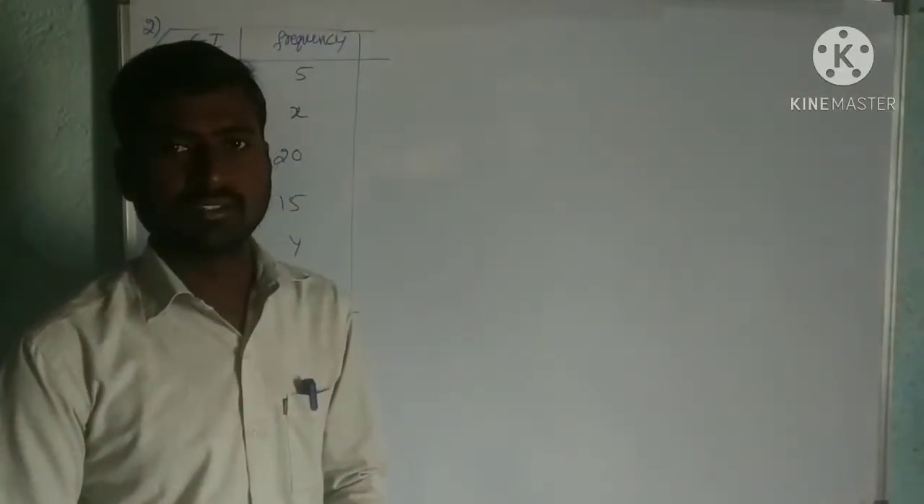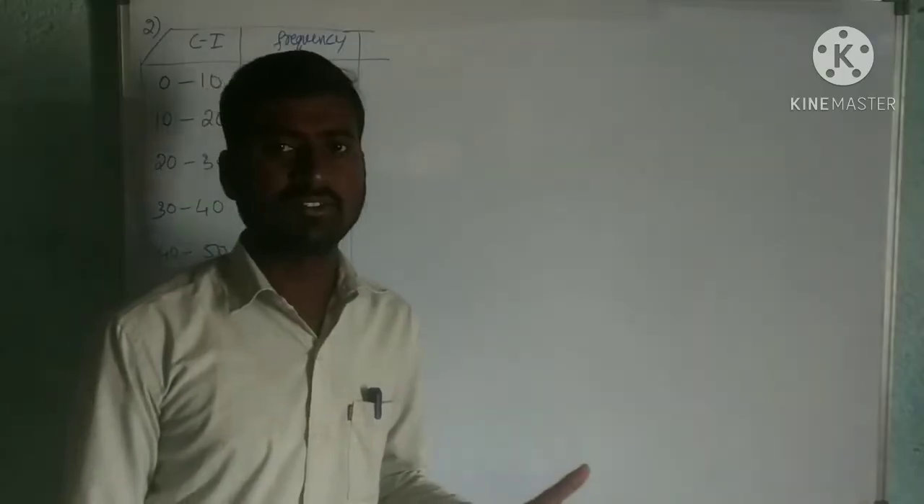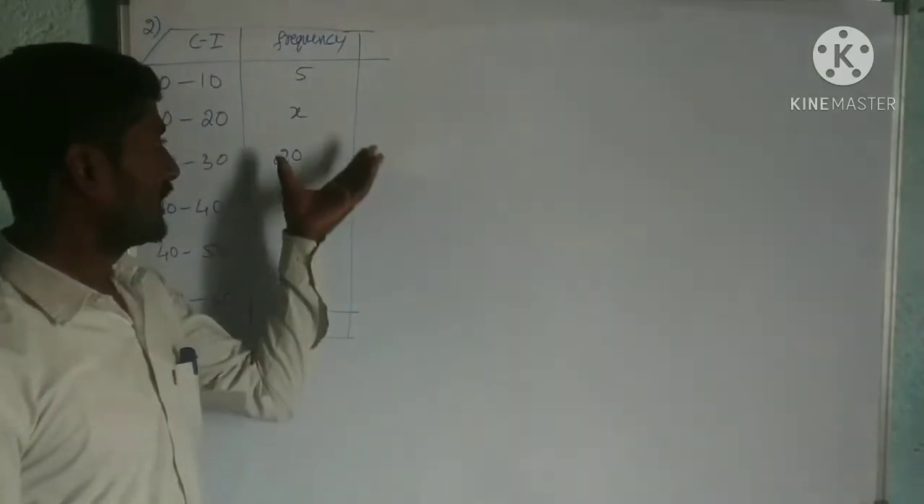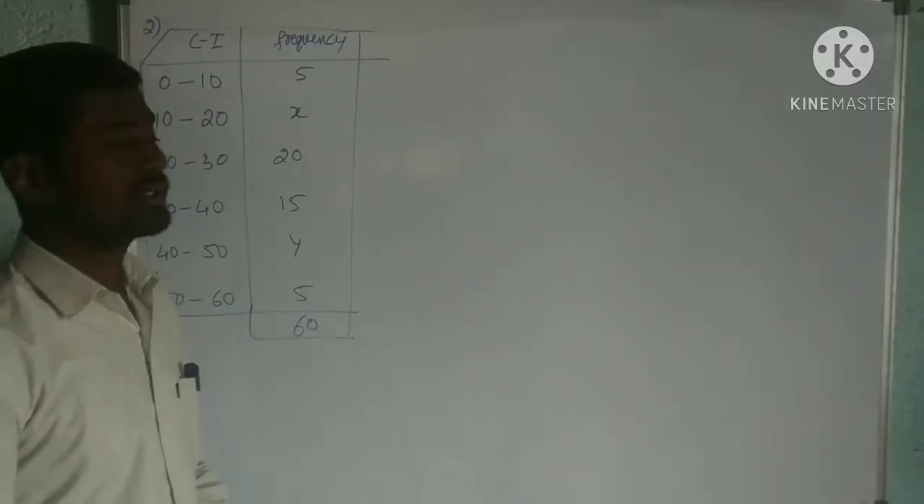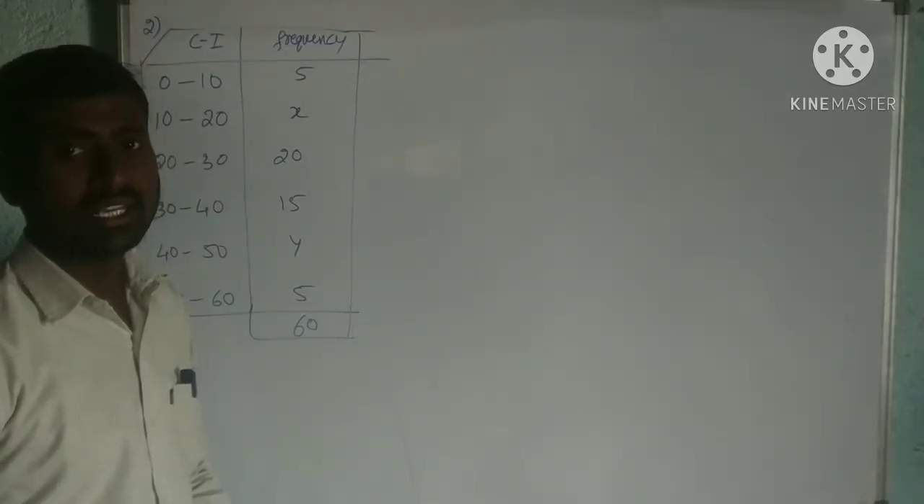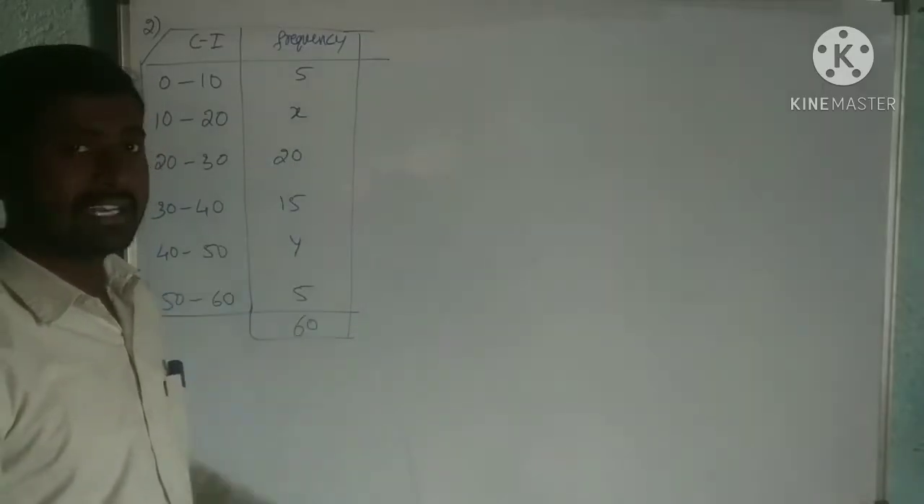Hi dear students, now we shall discuss the second question. So already we solved this type of question. Here we have to find the unknowns x and y. For this question they have given the median as 28.5. Median they given. Find the value of x and y.